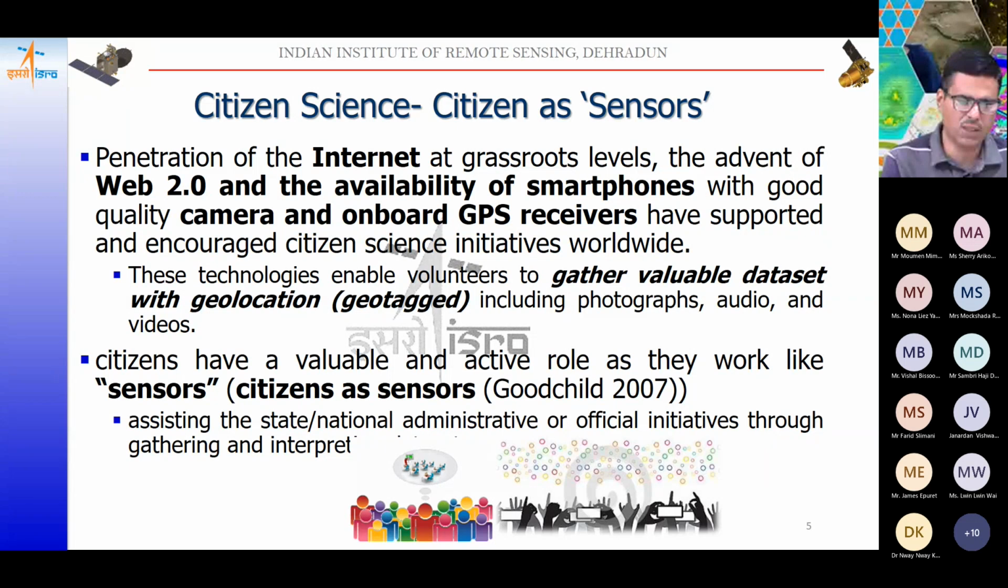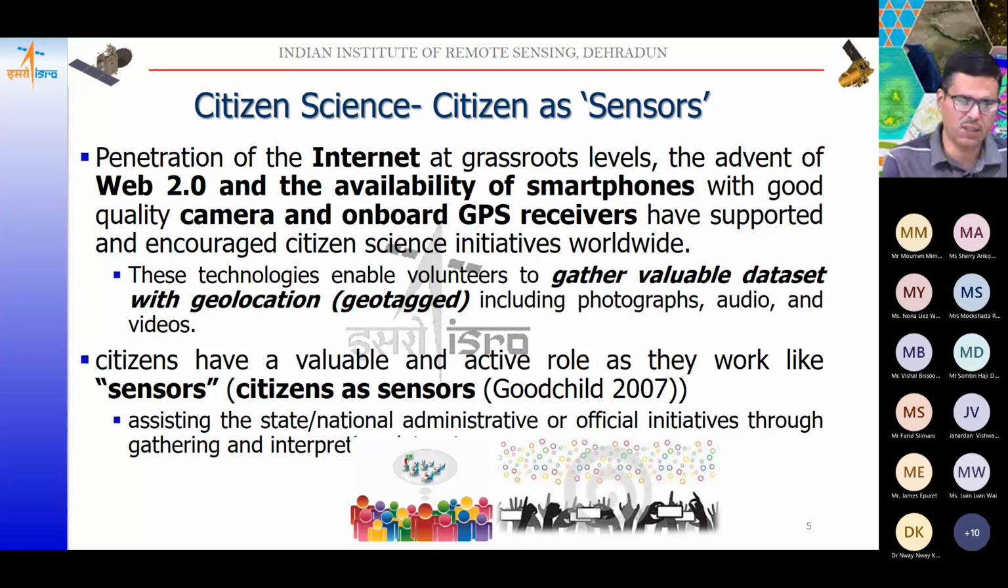Now, what has led to this kind of people involvement in a science project, which we call citizen science, is that the availability of the internet has reached the grassroots level. Also, the availability of the smartphone, which has a GPS receiver and a camera, enables the user to gather valuable data sets that could be geotagged, and they can also link the photograph, audio and video of the event as it is happening on the ground.